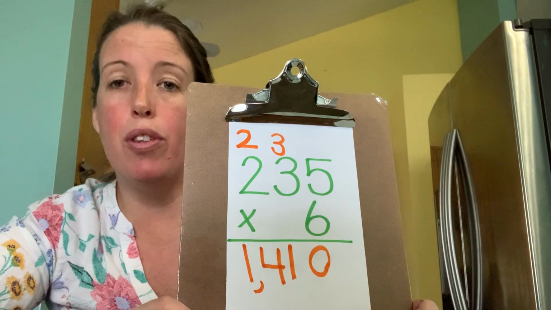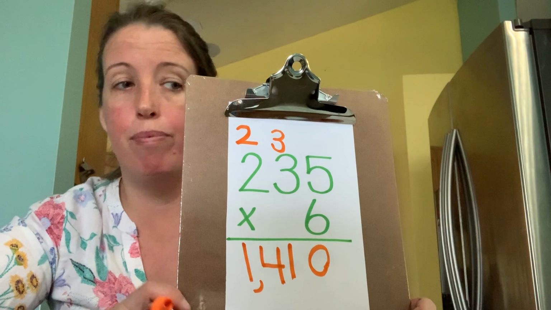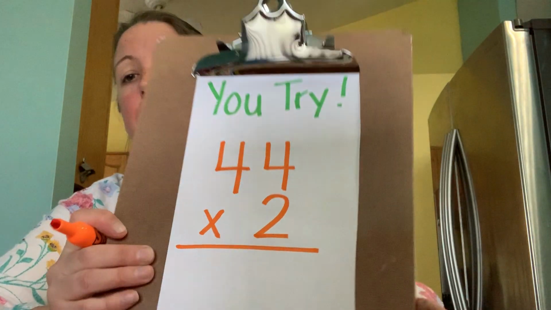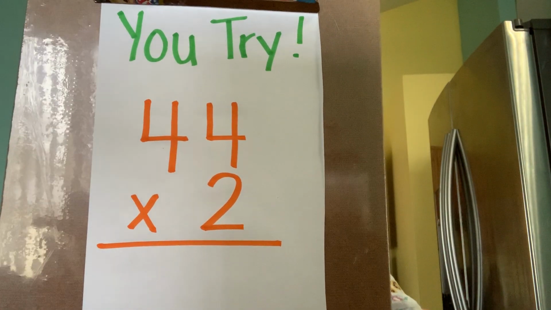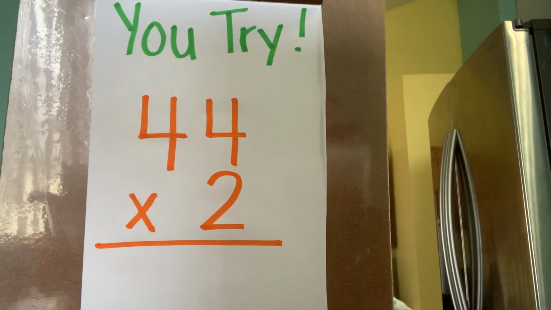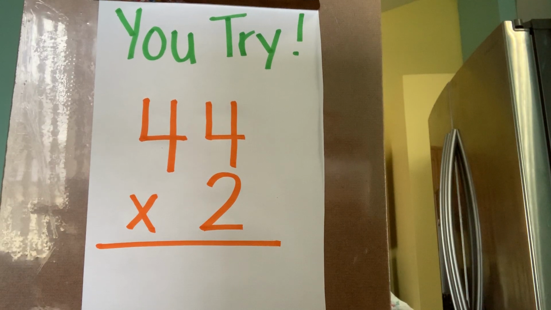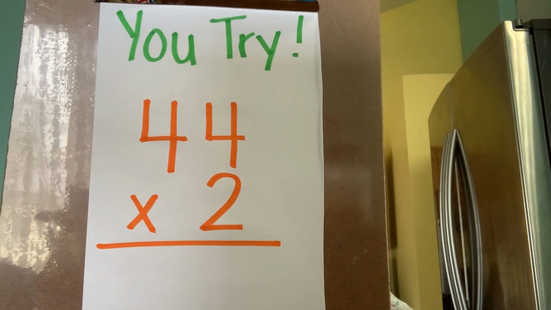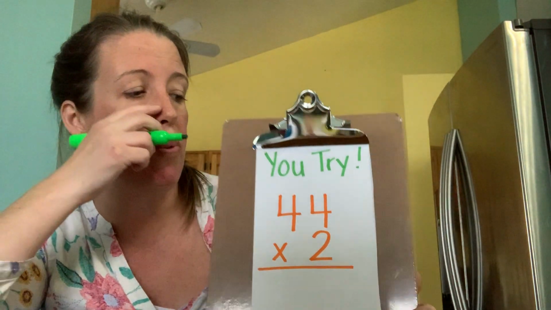So 235 times 6 equals 1,410. All right, I want you to try 2 on your own. This first one's not going to require any regrouping. Give it a try. I'll give you about 15 seconds, and then I'll show you the answer. Okay, if you need more time, you can press pause and resume it when you're ready.